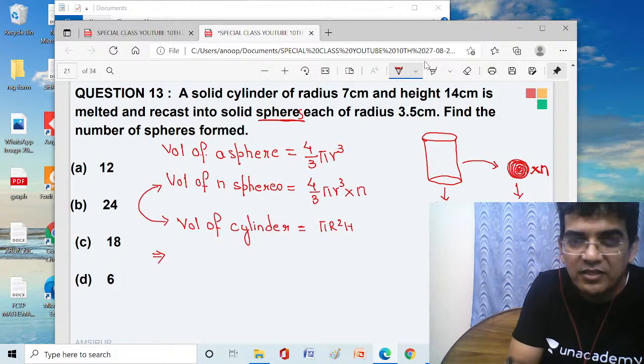Volume of n spheres, that is 4 upon 3 pi r cube into n. Now on the right side, volume of a cylinder, so it's pi r square h. I've equated them. Now I've told you, before substitution of the values, let's see what can be cancelled out. So this pi can be cancelled out. Now you substitute the values. So on the left side, it is 4 upon 3 into, now this is the radius of a sphere, that is 7 by 2, 7 by 2 into 7 by 2 into 7 by 2 into n. Now on the right side, it is r square h. Capital R is 7 into 7, h is 14.